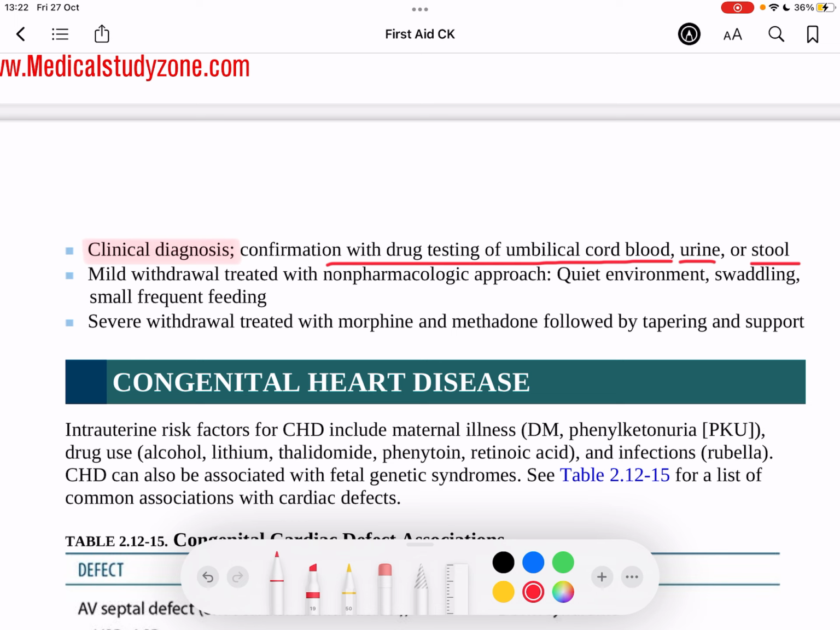In terms of treatment, mild withdrawal is treated with a non-pharmacological approach, okay? Quiet environment, swaddling, small frequent feeding. But severe withdrawal, unfortunately, we've got to treat it similarly to how we treat adults with withdrawal. Morphine, methadone, and then eventually we will taper that off and provide support.